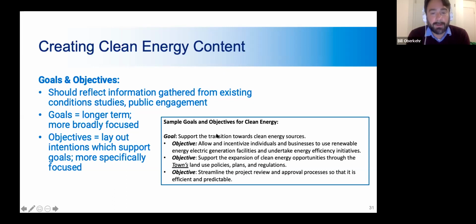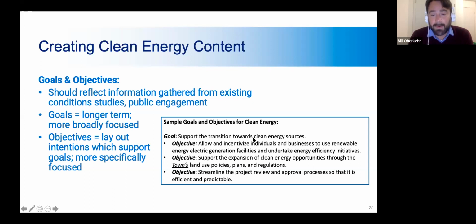So our broad goal here is to support the transition toward clean energy sources. Doesn't get much more broad than that. Then we've got our objectives, a little bit more focus. How do we plan to do that? We're going to allow and incentivize individuals and businesses to use renewable energy electric generation facilities and undertake energy efficiency initiatives. That's going to support our transition toward clean energy.